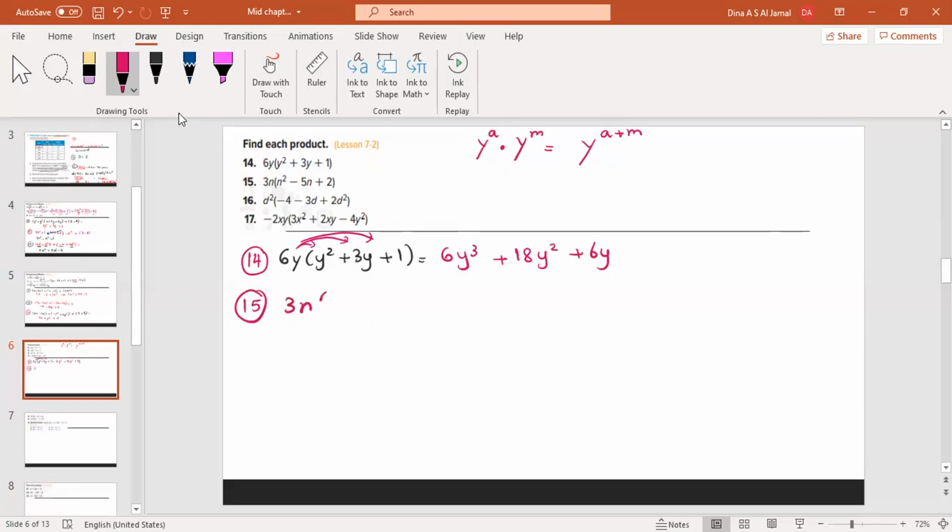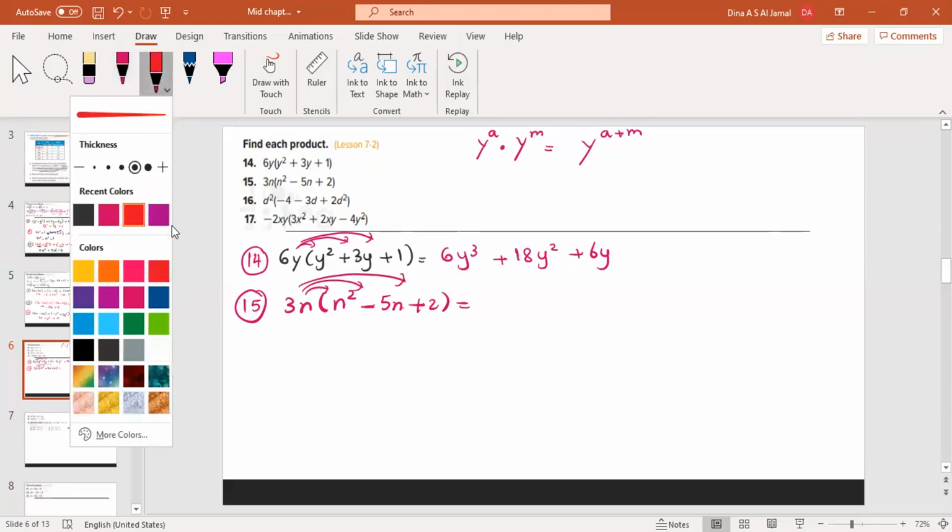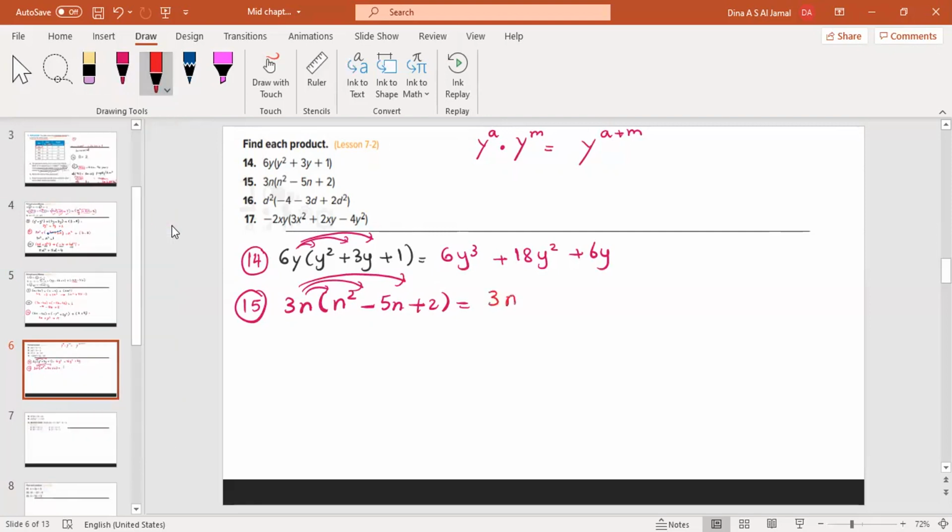3n, open brackets, n squared minus 5n plus 2 is equal to, again, distributive property, add the powers, multiply the numbers, then all you will be having is 3n cubed minus 15n squared plus 6n. Now let's move to question 16.